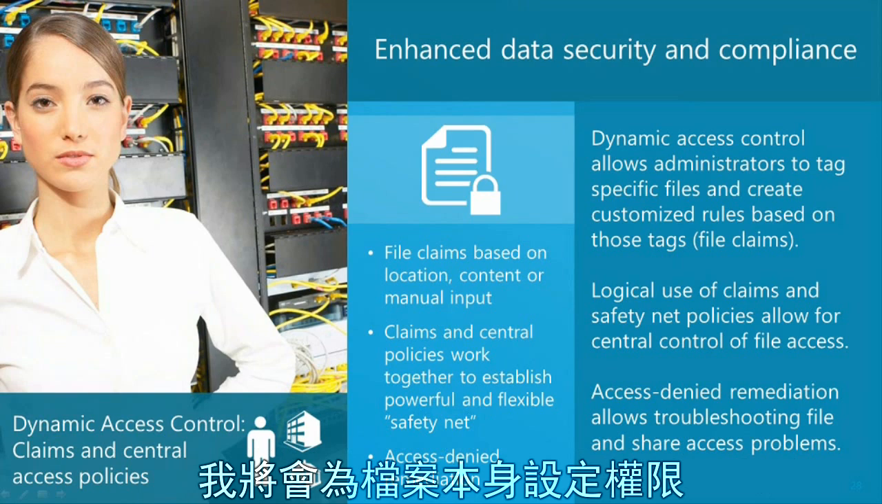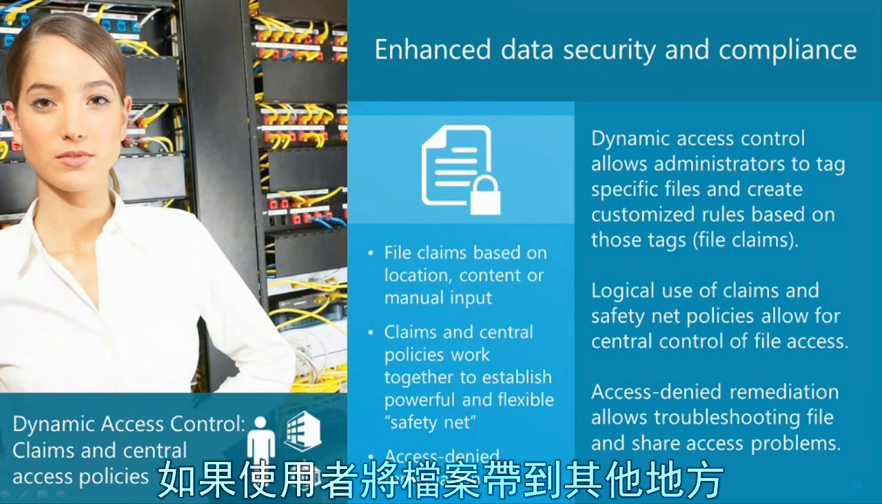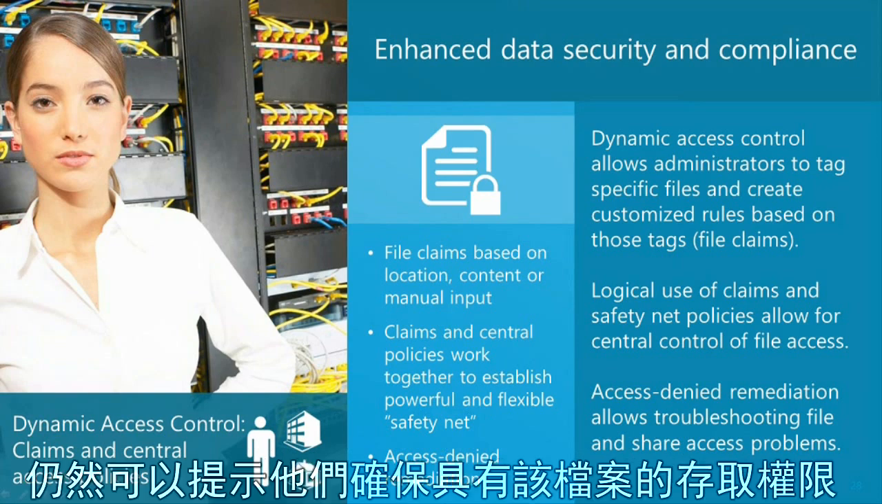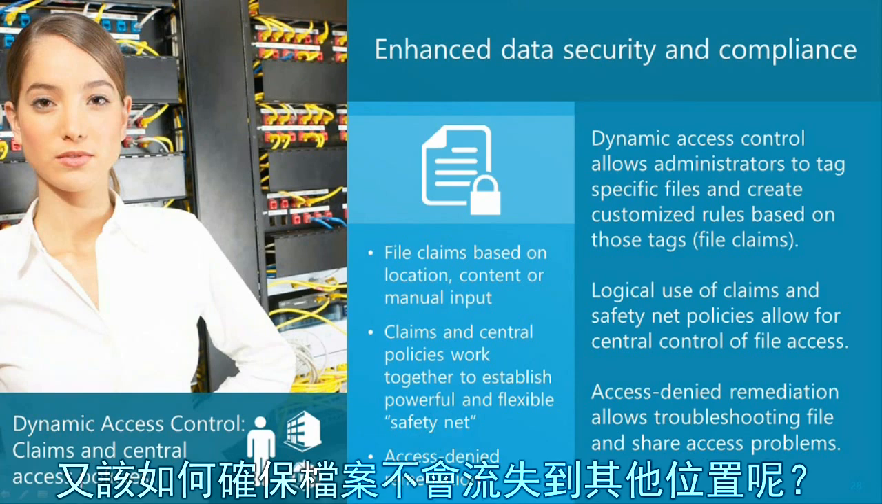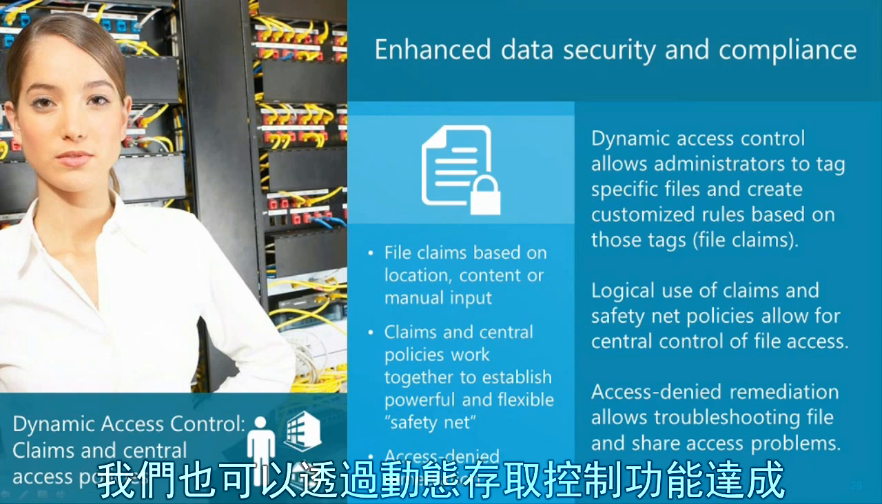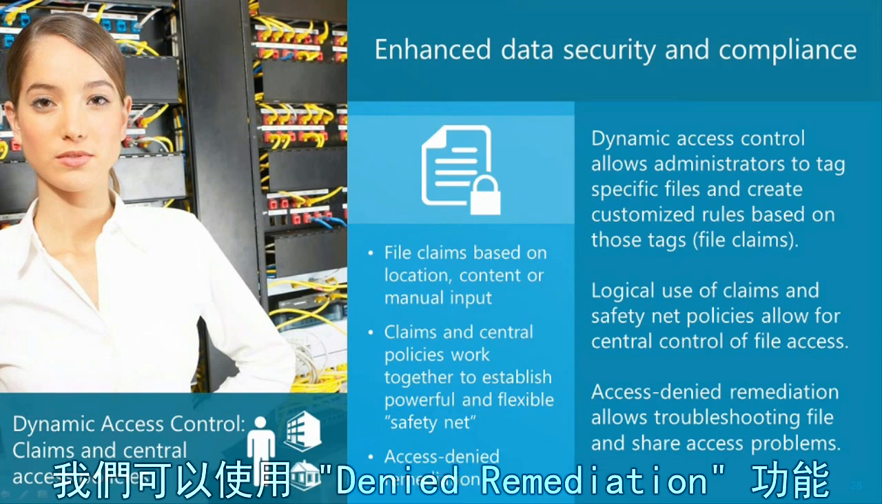And we'll actually put the permissions on the file itself, so that if the user takes the file somewhere else, we can still prompt them to make sure that they have permission to that file. Or if it contains what looks like important payroll information, how do we just make sure that file doesn't go anywhere at all? These are the kinds of things that we can do with dynamic access control. We can also do access denied remediation.